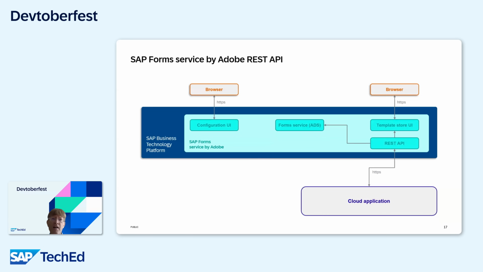A final scenario is for customers who say, look, we don't have an ABAP backend at all. We're purely in the cloud, and we have a Java application, or we have a Fiori app, and we still want to use the ADS. And so here you have the ADS as it was before in the cloud, and you have a cloud application that talks to the ADS via a REST API. So the key point here is that we now have a REST API available.